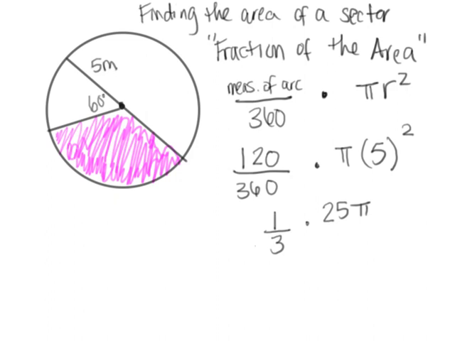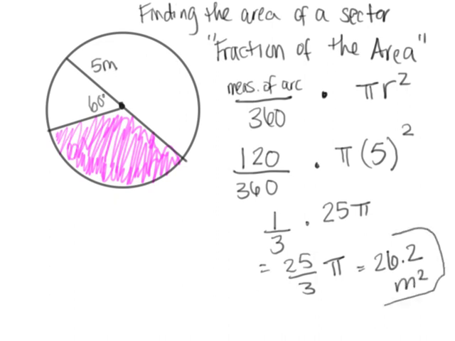Sometimes this is written 25 over 3 pi like that, or to the nearest tenth, 26.2, and this is in meters, and it's squared. If it's to the nearest tenth. If not, you can leave it 25 over 3 pi meters squared. That is the area of that sector.